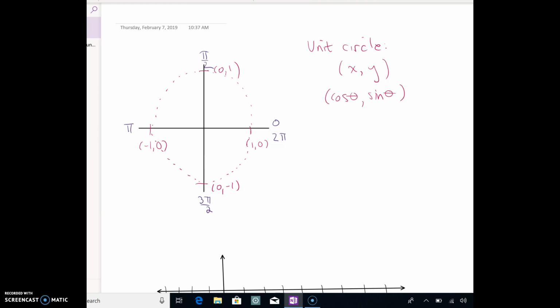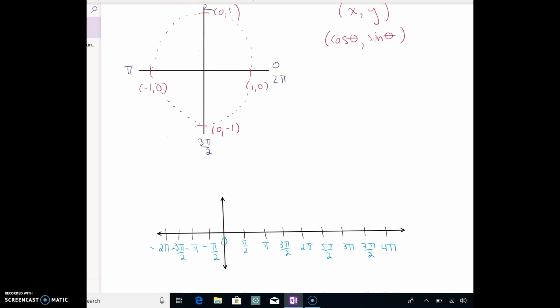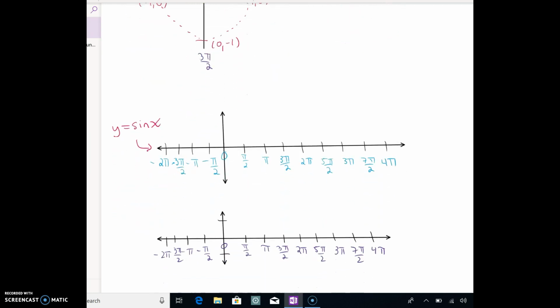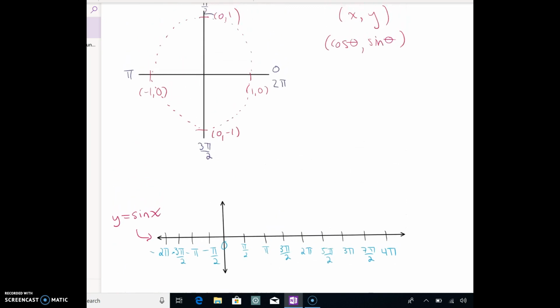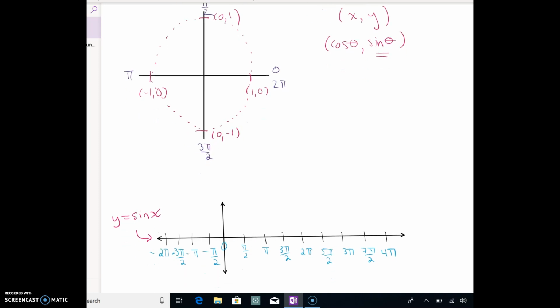So some quick things to keep in mind here: we're going to start off by graphing the sine function. We'll call this y is equal to sine of x. We're going to graph the sine function over here, and then we'll do another space over here for the cosine function. Now remember, when we're dealing with the sine function on the unit circle, that means we're dealing with the y values of our terminal point.